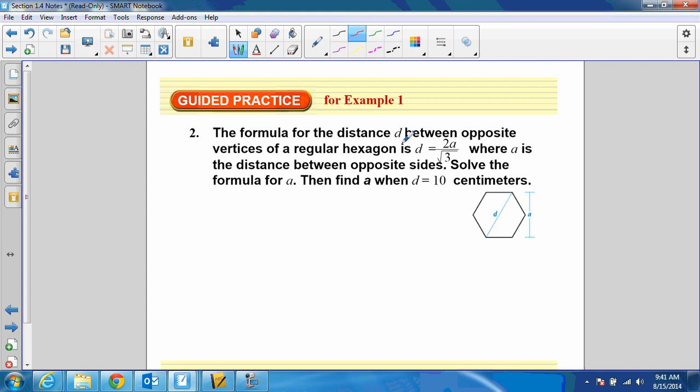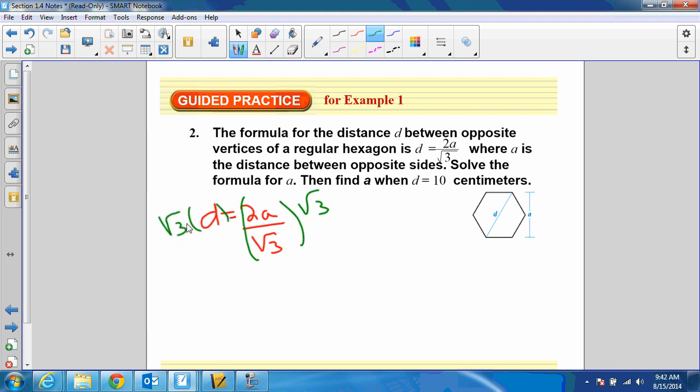The formula for the distance between opposite vertices of a regular hexagon is d equals 2a over the square root of 3, where a is the distance between opposite sides. Solve the formula for a. Well, the first thing we need to do to get a by itself is get rid of that square root of 3. Since we're dividing by square root of 3, we are going to multiply by square root of 3 on both sides.